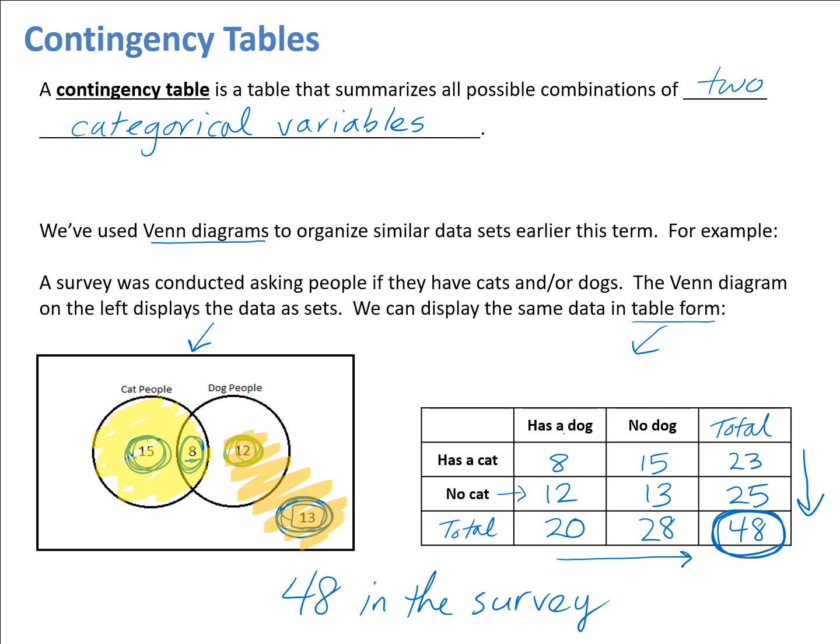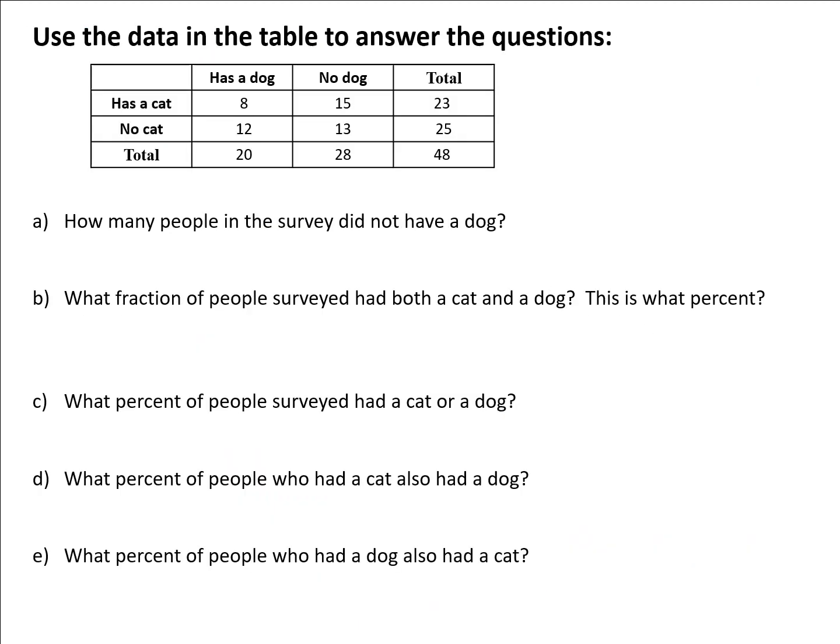So here's an example of a contingency table. Let's use this contingency table we just put together to answer some questions about this scenario. First, how many people in the survey did not have a dog?